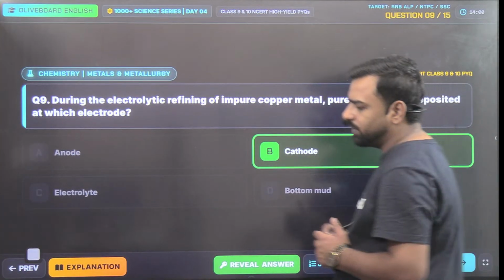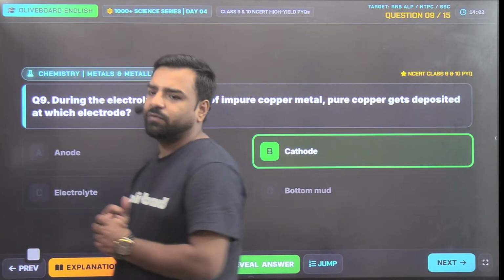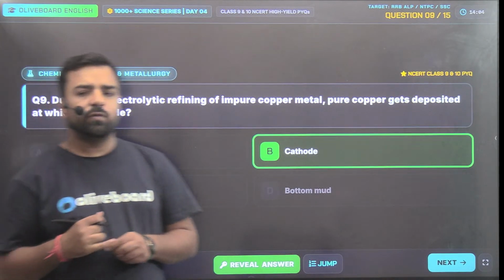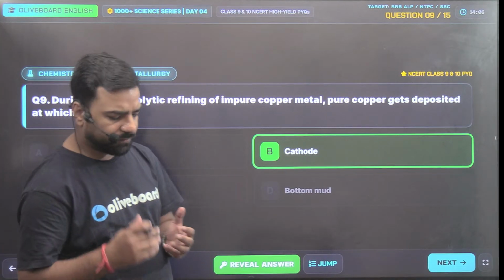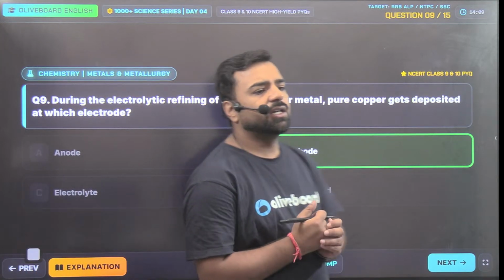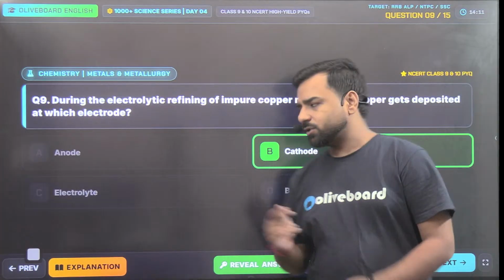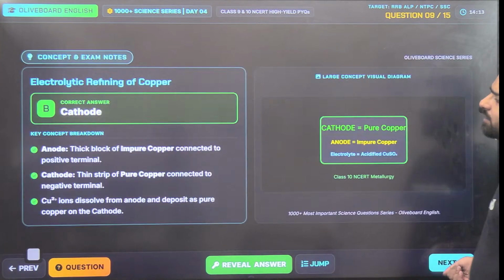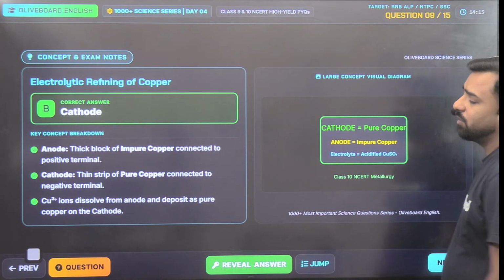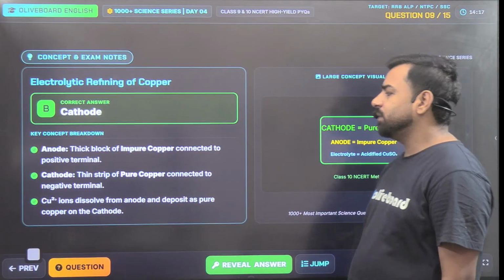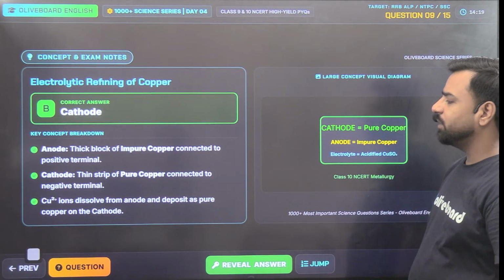And yes, whenever we study electrolytic refining, we have this question. As electrolyte, we are using copper sulfate there, right? So here B is the correct answer. Next, a thick block of impure copper is connected to the positive terminal. This strip of pure copper is connected to the negative terminal.